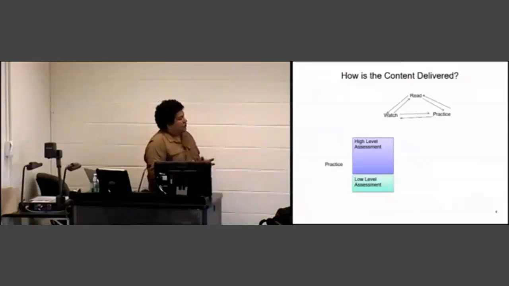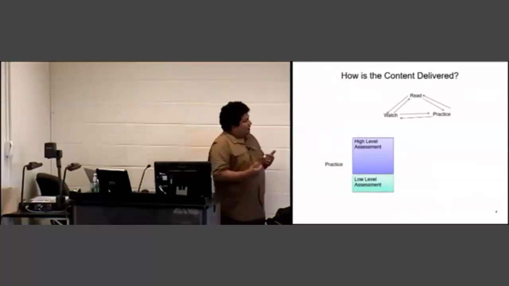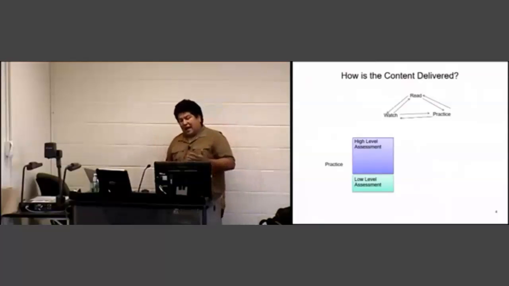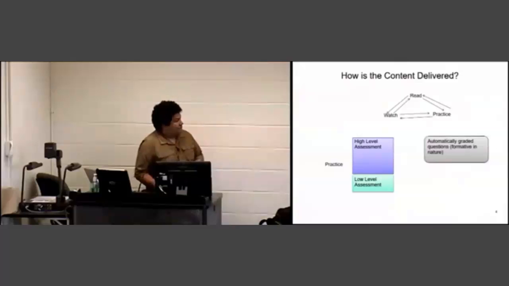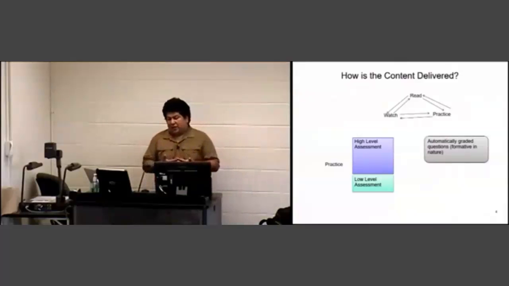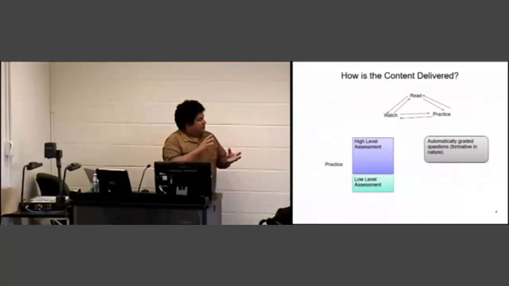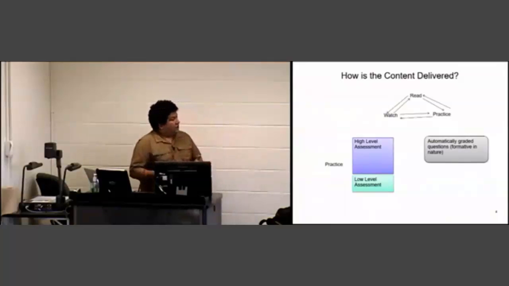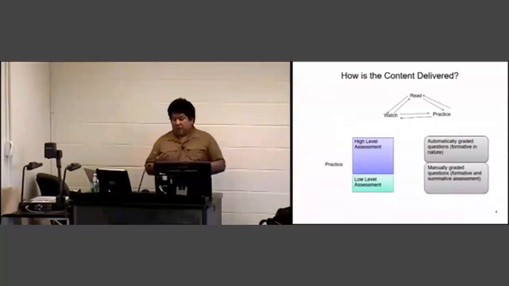As far as the practice goes, this involves assessment at 2 levels, a low-level assessment and a high-level assessment. This is a part in which my collaborators are helping me with phrasing these things in terms of Bloom's taxonomy and some other theories of learning that are pertinent. I'm not so well versed in those theories yet, but I can tell you that part of the practice involves questions that are automatically graded, which are formative in nature, and questions that are manually graded, which are both formative and summative types of assessments.